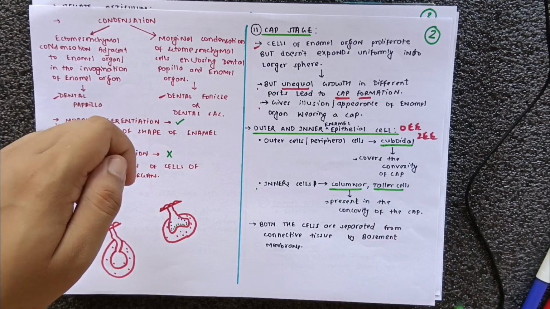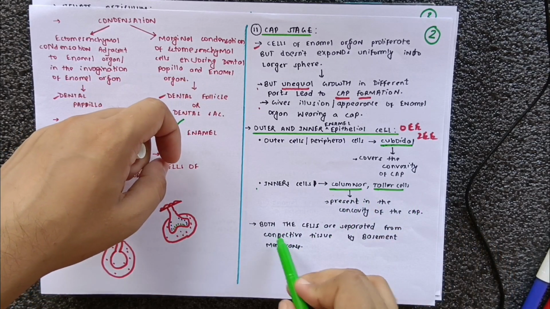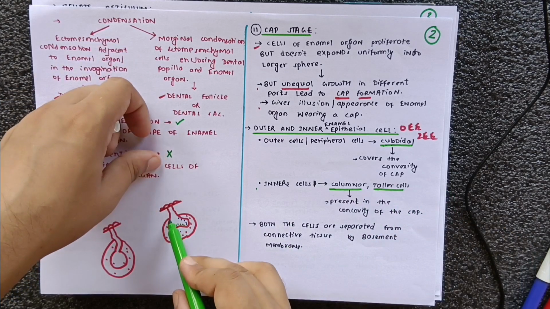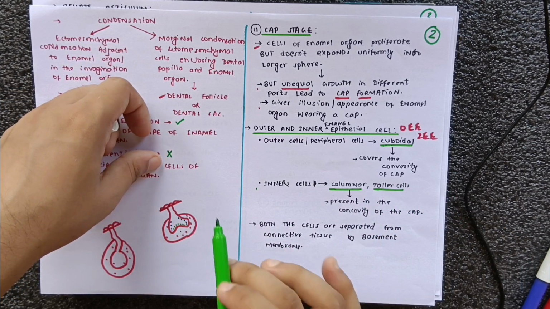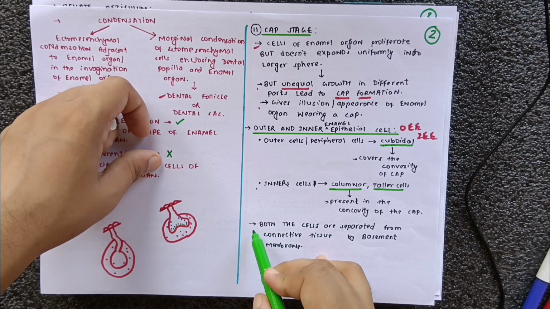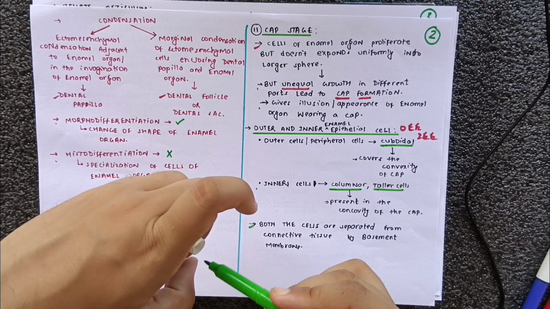Now, as I have written here, both the cells are separated from the connective tissue by the basement membrane. So it is easy to understand. This red line acts like a basement membrane that separates it from the surrounding connective tissue. So we have completed this point.